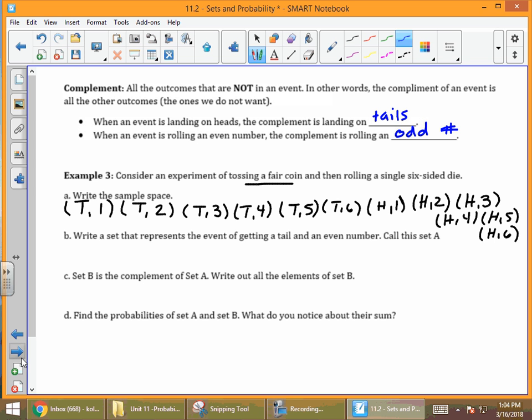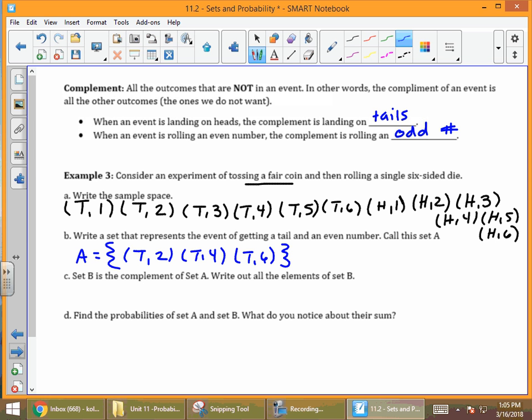B says write a set that represents the event of getting a tail and an even number. Call this set A. So we're going to say A equals, put a squiggle bracket, then write everything from that sample space that fits that criteria. So what can we write down for getting a tail and an even number? What's going to go in our set? T what? Good. T2, T4, and T6 all fit in that set. Those are the only ones that are going to go in set A.